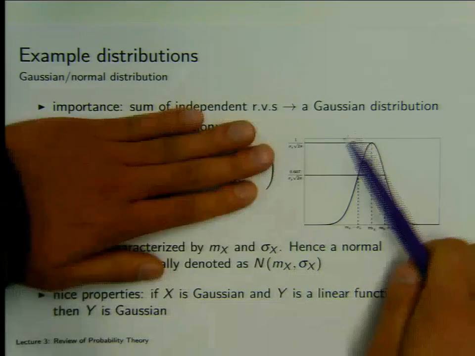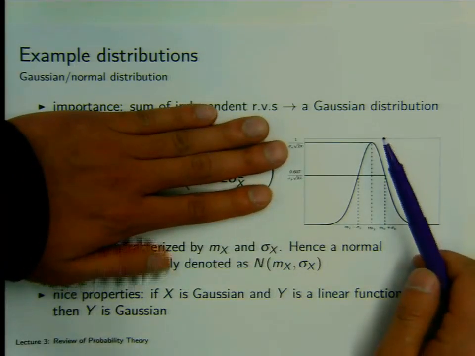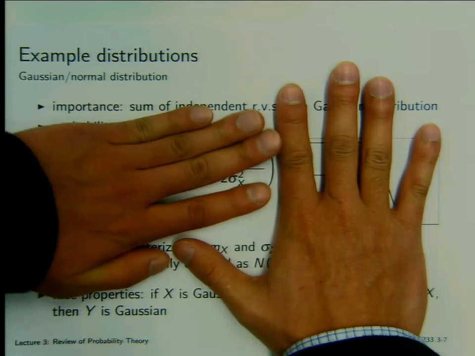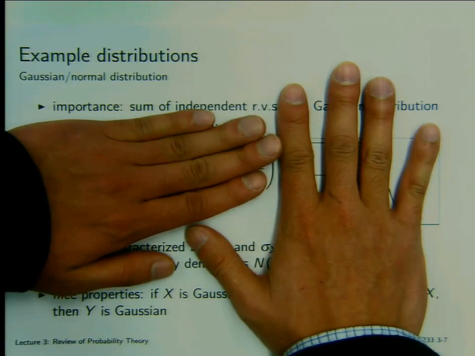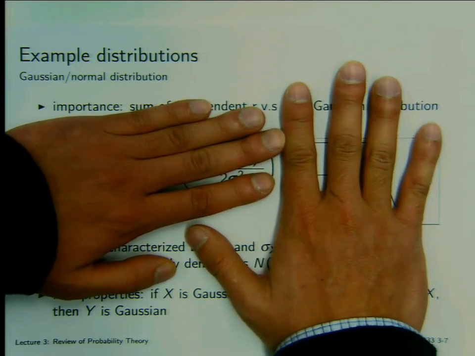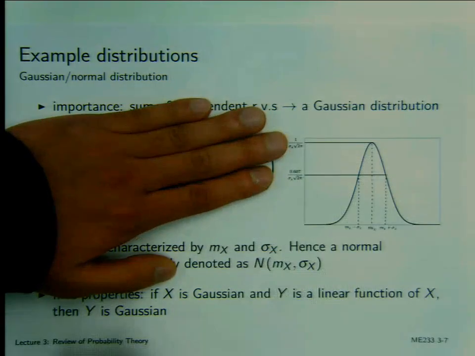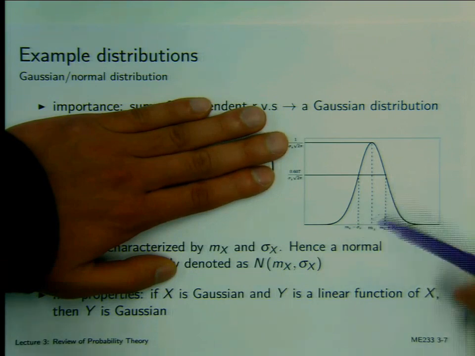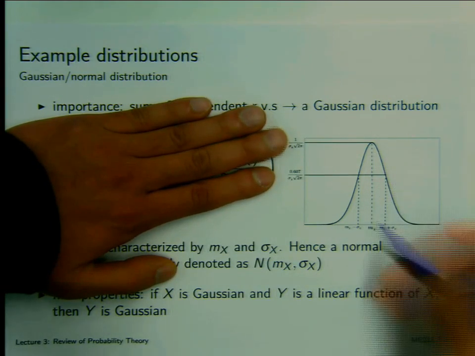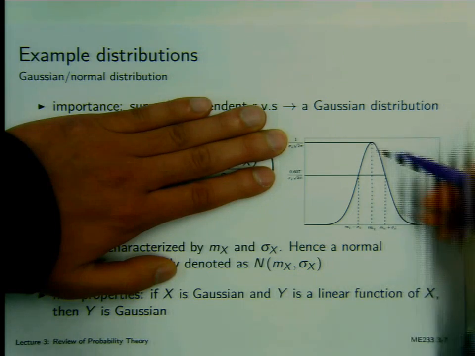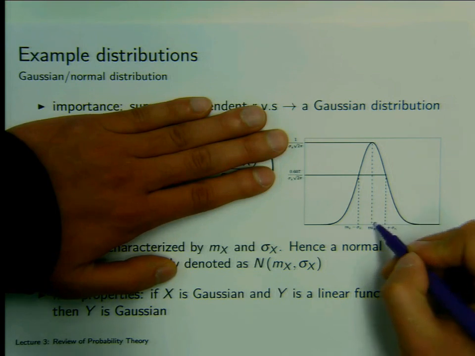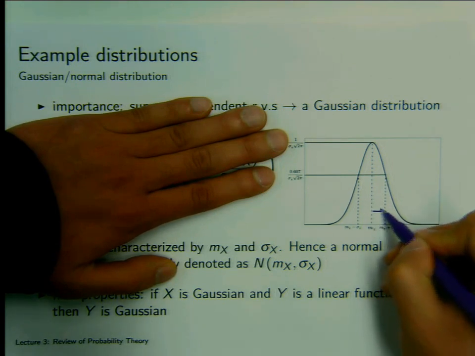Okay? Another one that's very, very important. I would say this is simply the most important random distribution for ME233. It's a Gaussian, or sometimes known as a normal distribution. A Gaussian distribution, the PDF looks like this. It looks like a little mountain over here. And the mean is the peak of the mountain. And the variance, the standard deviation, is the length of this region.